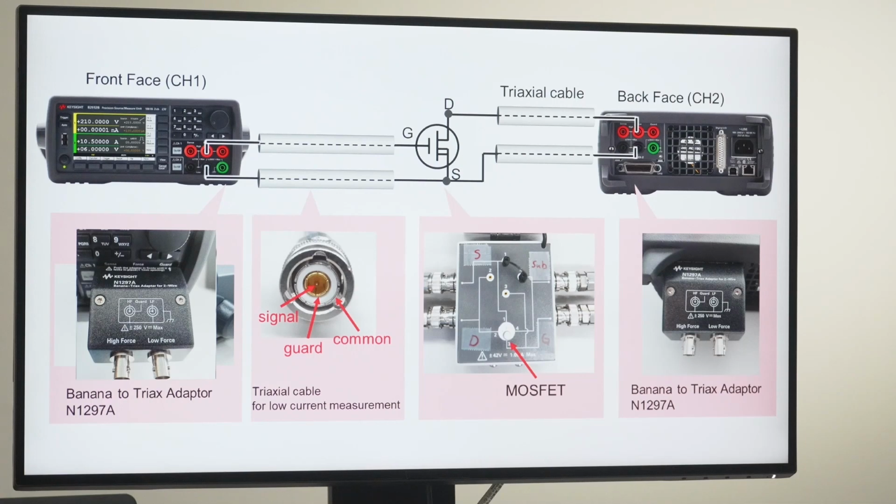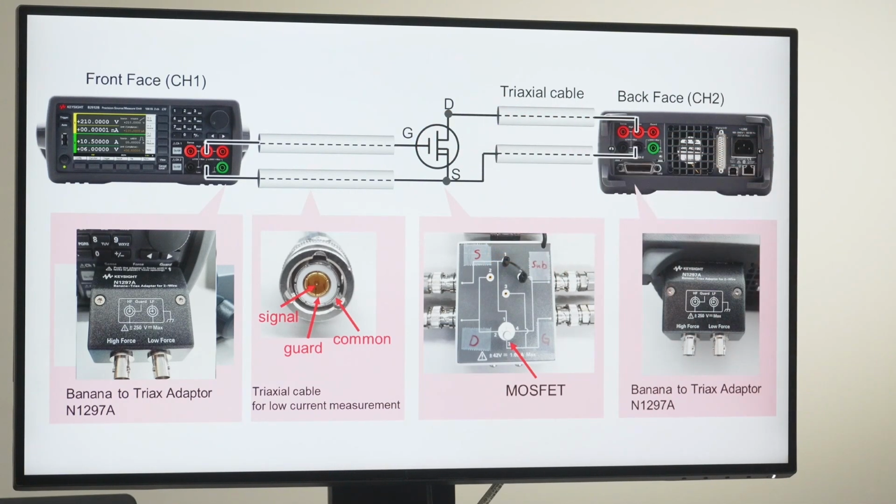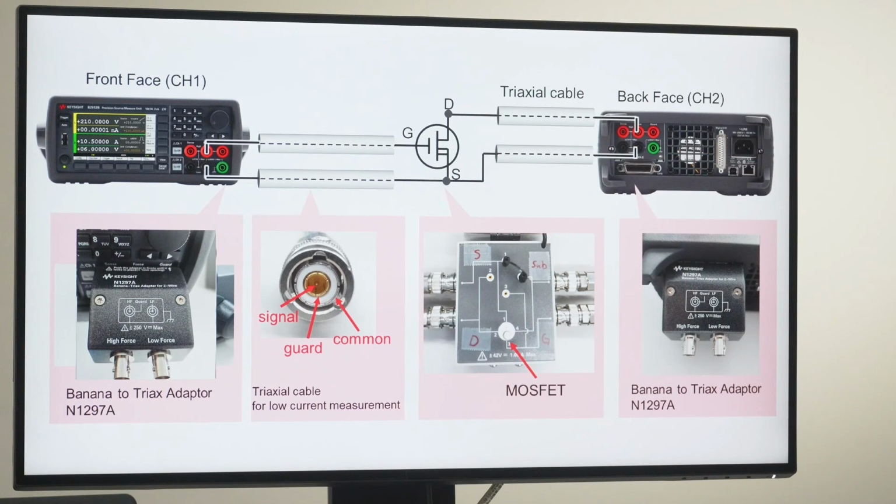Connect the high force terminals of each channel to the drain and gate terminal of the FET transistor, as indicated in the diagram. The low force terminal should be connected to the source terminal and substrate of the FET transistor. Next, we will examine each component in detail.